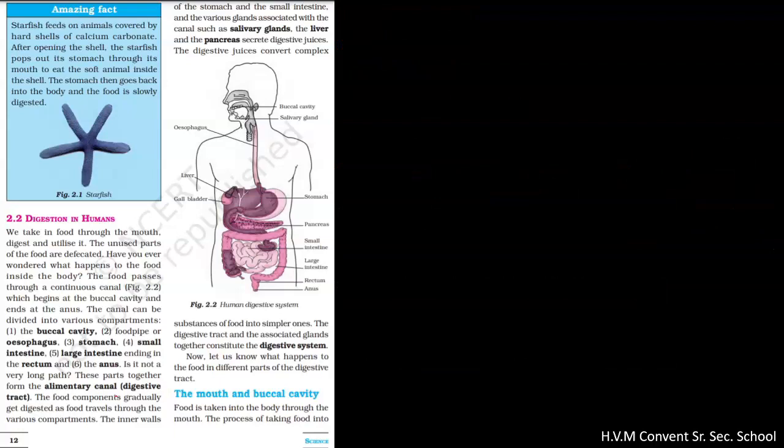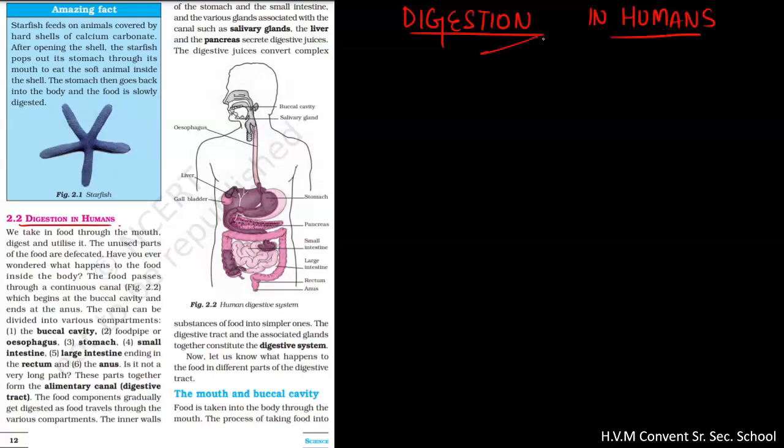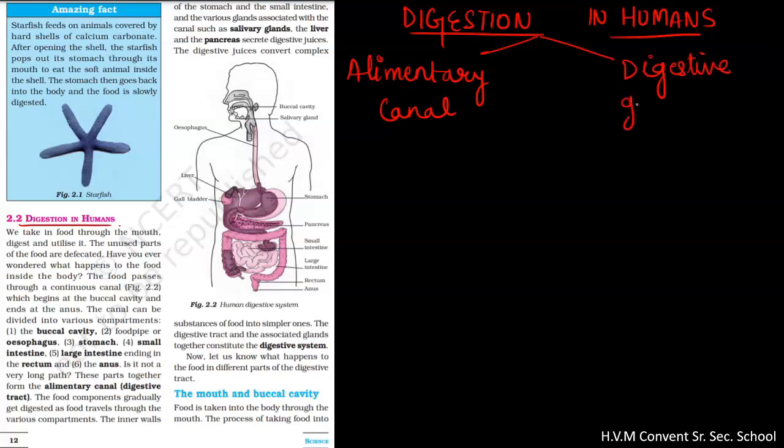So the second part of this chapter is digestion in human beings. So we will talk about digestion in humans. The digestive system of humans is divided into two parts. First is the alimentary canal, and the second is the digestive glands, or the glands that are associated with our alimentary canal.